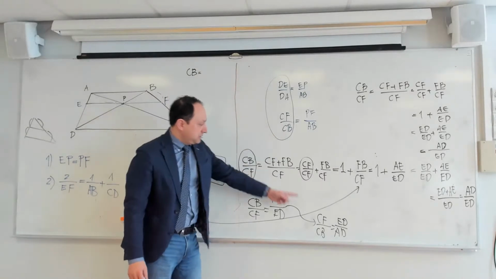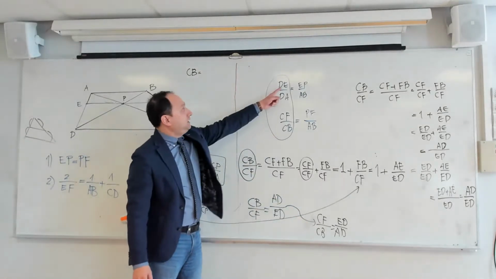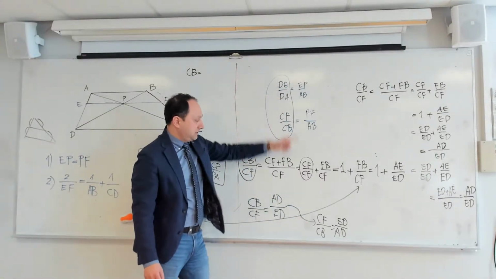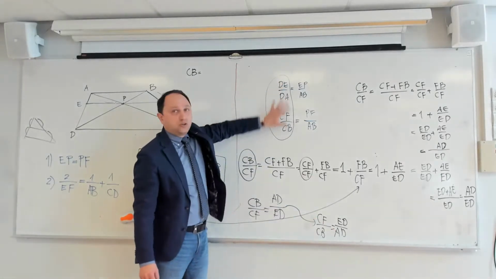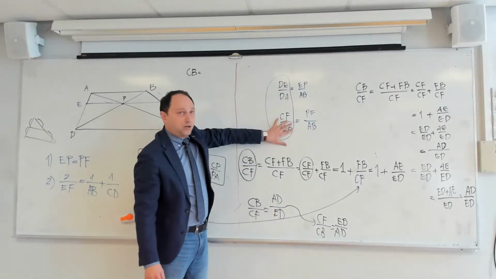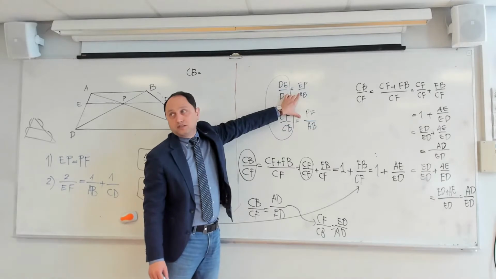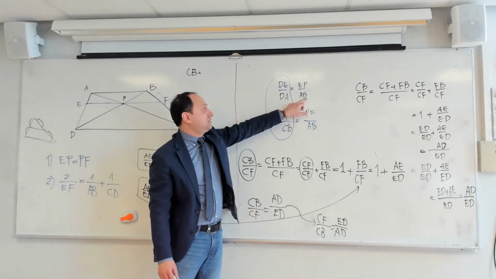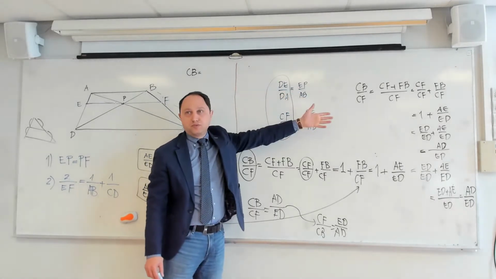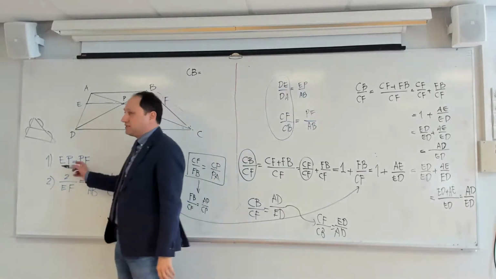CF over CB is this part. ED over DA is this part. They are equal. When they are equal, the denominators are equal, so the numerators have to be equal. This means that this is correct.